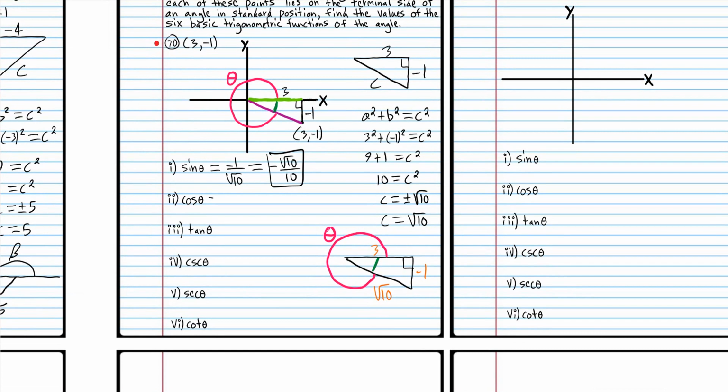And cosine theta is the side adjacent the green reference angle divided by the hypotenuse. Multiply both sides by root 10 to rationalize the denominator. And tangent theta is the side opposite the green reference angle divided by the side adjacent. Cosecant theta is the hypotenuse divided by the side opposite the green reference angle.